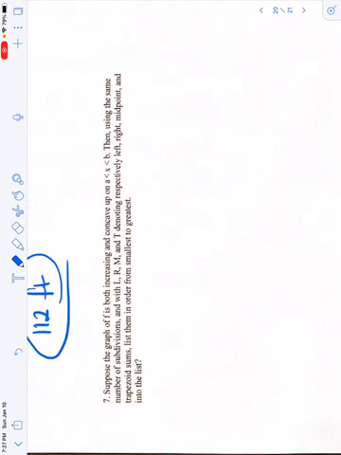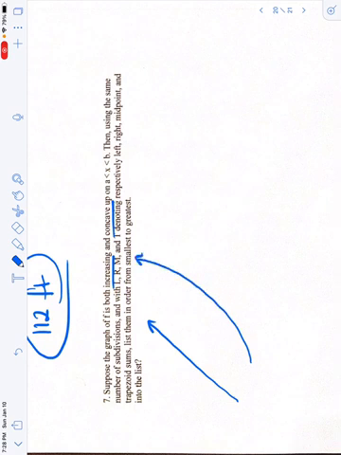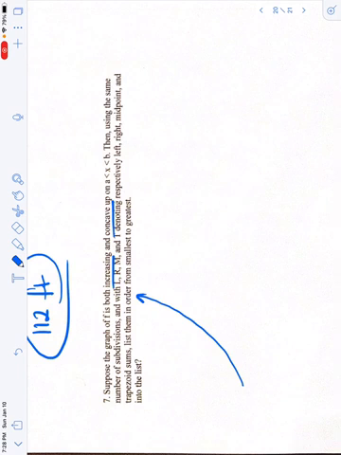Okay, last one. Suppose the graph of f is both increasing and concave up. Increasing and concave up. So it should look something like that, on the interval from a to b. Then using the same number of subdivisions and with a left hand, a right hand, a midpoint, and a trapezoid, list them in order from smallest to greatest.